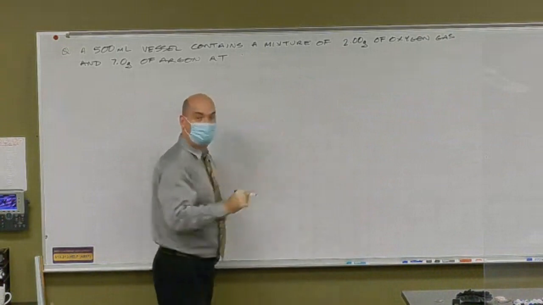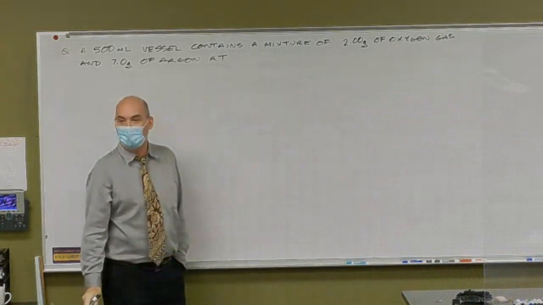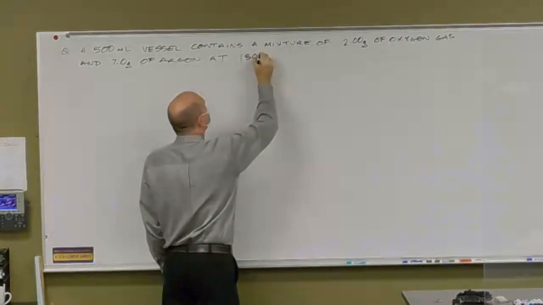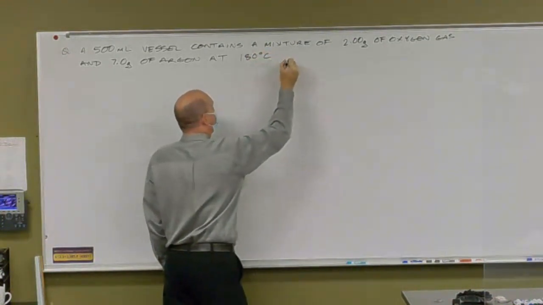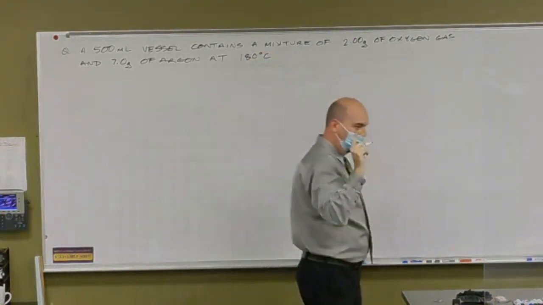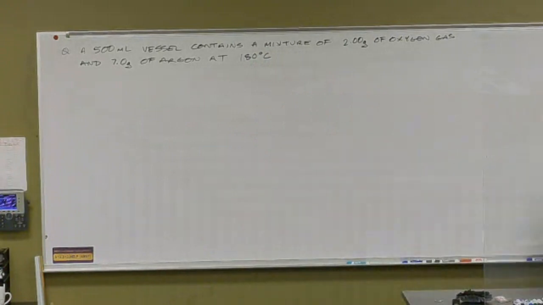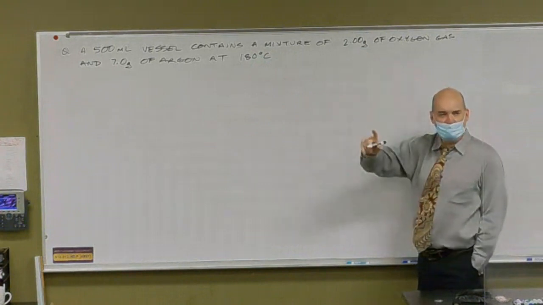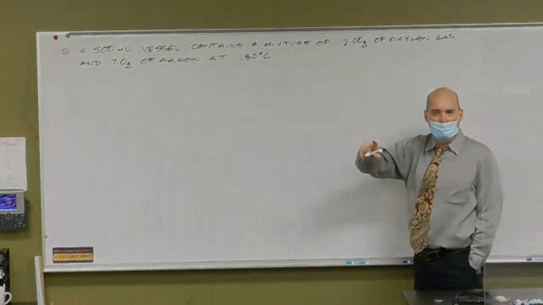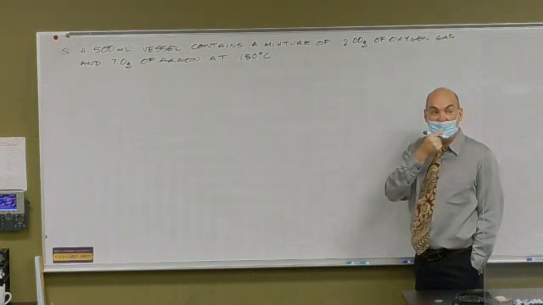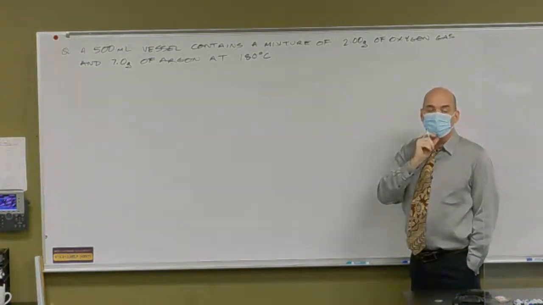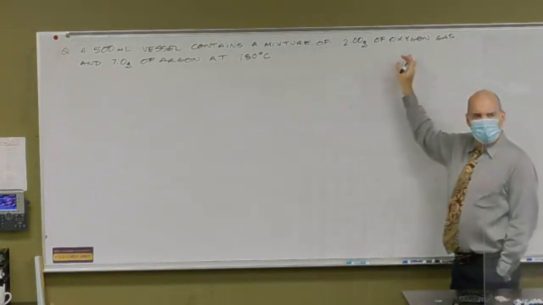180 degrees. This is going to be a big number. All right. There's a gas. It's confined to a vessel. I have 2 grams of oxygen. Each oxygen atom in a molecule of O2 has a mass of 16 grams per mole. So that's a small number.